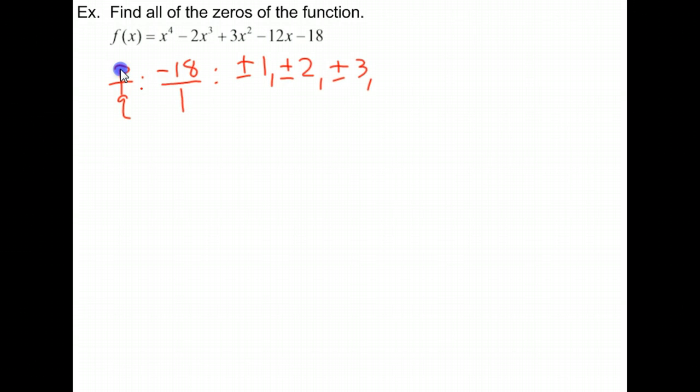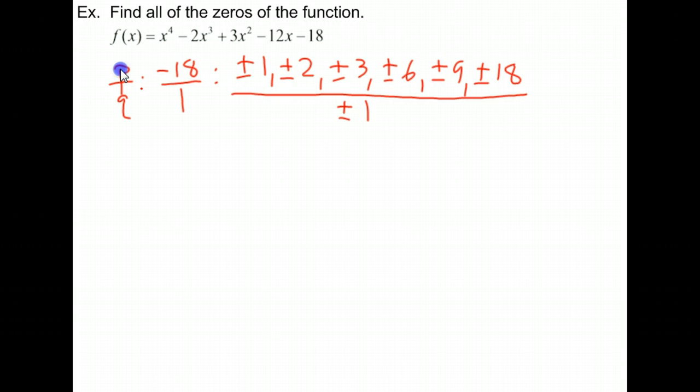All right, so the first thing I'm going to do is list out all the possible rational zeros by knowing my P over Q. The value of P is negative 18, and the value of Q is 1. Remember, P is the constant in the function, Q is the leading coefficient. All of the factors of negative 18 are positive and negative 1, 2, 3, 6, 9, and 18. All the factors of 1 are just positive and negative 1. I'll divide each of these top factors by the bottom factor to create the list of possible rational zeros.